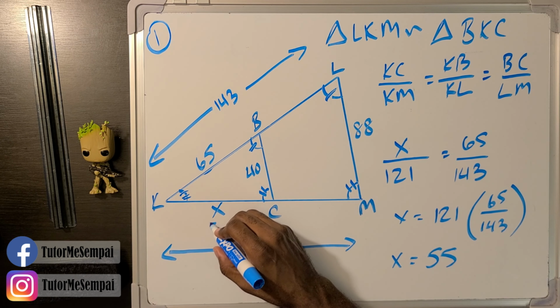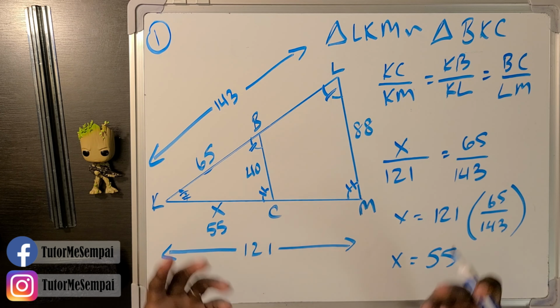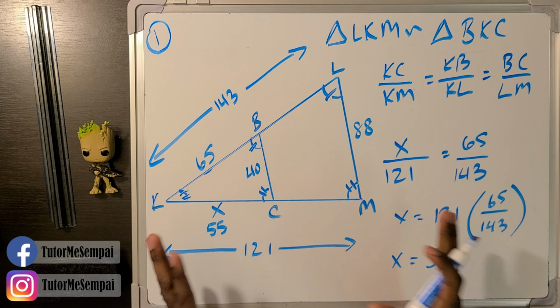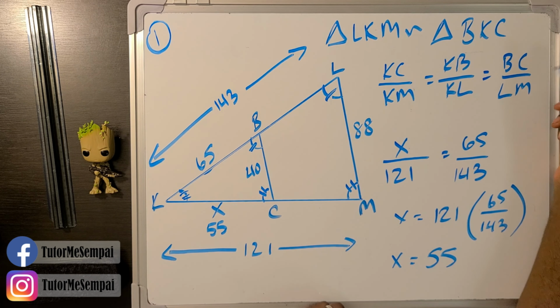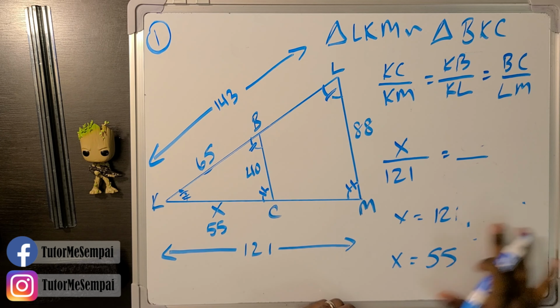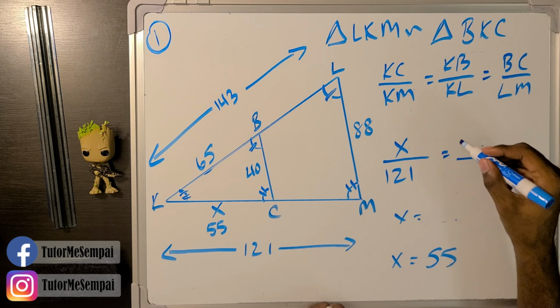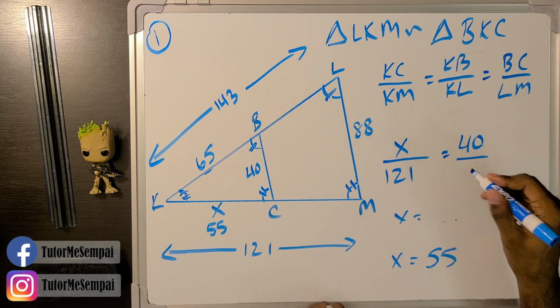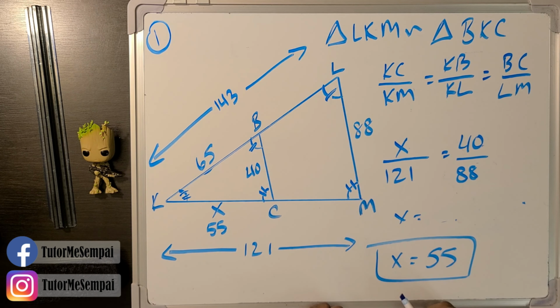So we know that X is 55 now. But in math, it's always great to check your work. So what I would recommend is, if you have the time, let's say this is on a test or something, come back to this and use your other part. So instead of this 65 over 143, I want you to use BC over LM. Now BC is 40 and LM is 88. And we want to see, do we still get this 55 here?